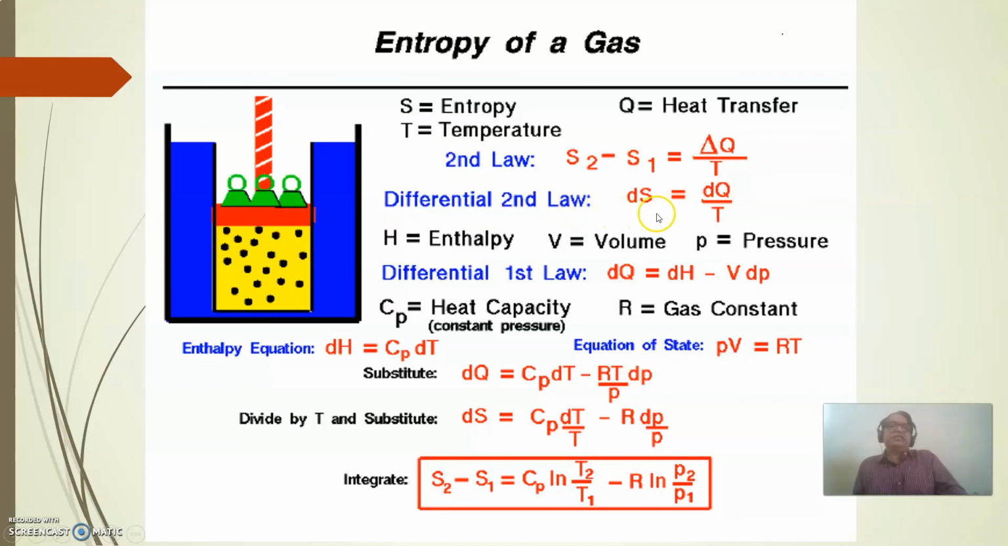In the differential form of the second law, that is dS, and if I take the finite difference, it is delta S. So dS is equal to dq upon T, where H is the enthalpy. Enthalpy is H equal to U plus PV, where V is the volume and P is the pressure. So what you will get is dq equal to dH minus VdP.